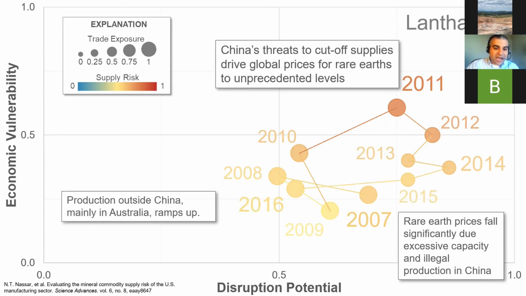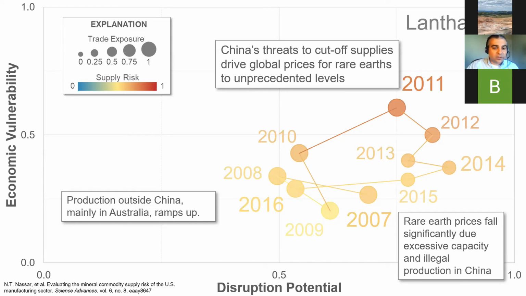Eventually, it's been moving back as production outside of China, mainly in Australia, but also elsewhere in the world, has ramped up. So the disruption potential has thus decreased. And so what we've done is sort of done almost a full circle, and we're sort of back to where we were in around 2007, 2008 timeframe. And I would imagine we're updating the data now to 2018. I imagine we're sort of back on the cycle again, and we're potentially repeating this cycle.